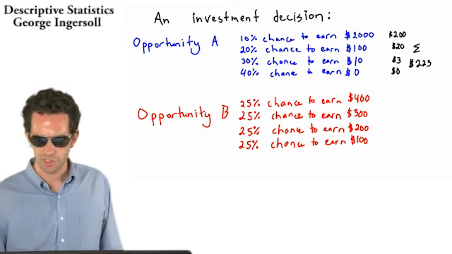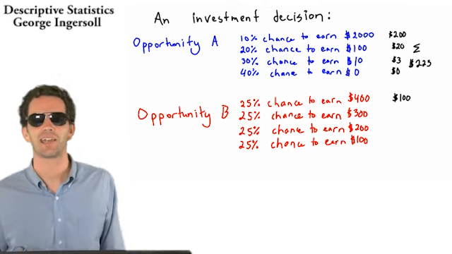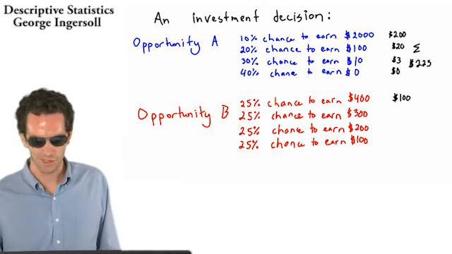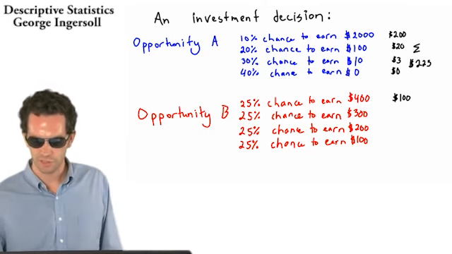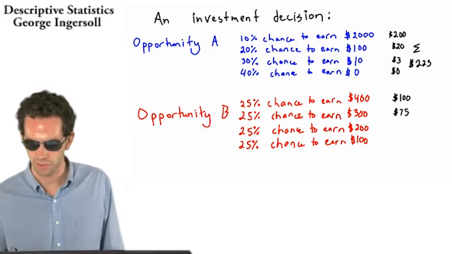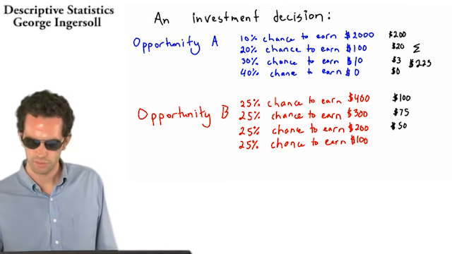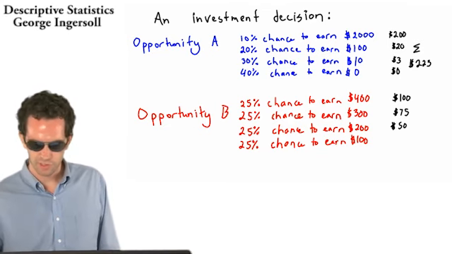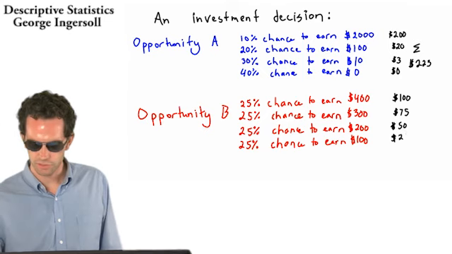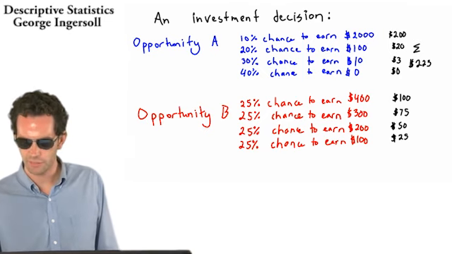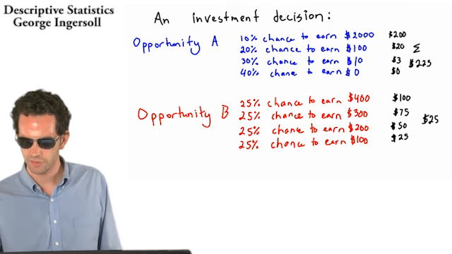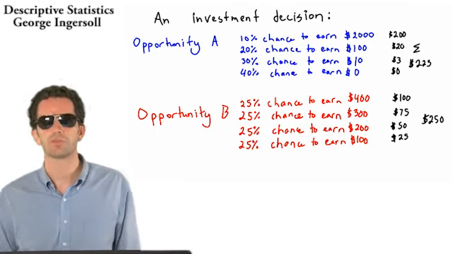All right, so let's look at opportunity B. We have a 25% chance to earn $400. That's going to be worth $100 to us. By the way, I don't know how this turns out. I didn't do the calculations yet, so it'll be a surprise to me. A 25% chance to earn $300 is equal to $75 because we multiply 25% times 300. A 25% chance to earn $200 is going to be $50. And a 25% chance to earn $100 is going to be equal to $25. So add all that up and we get $250.